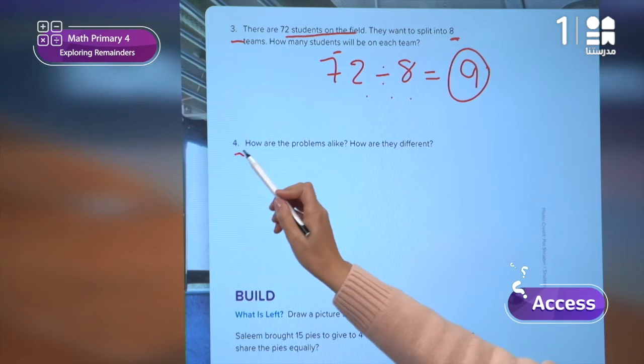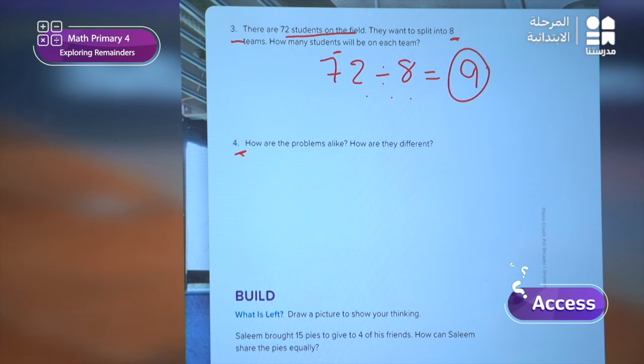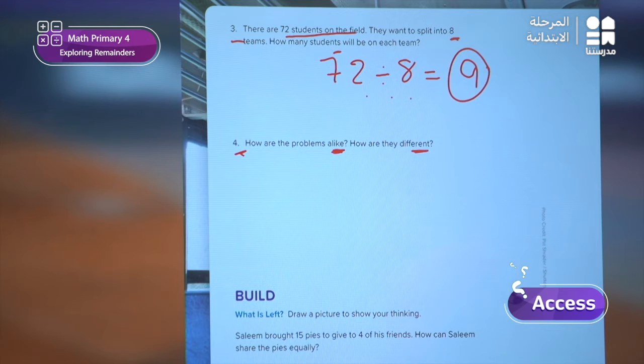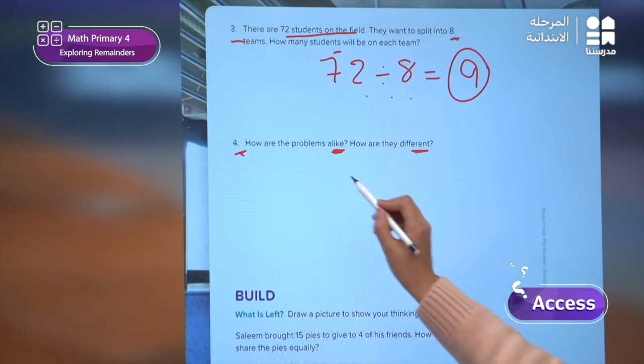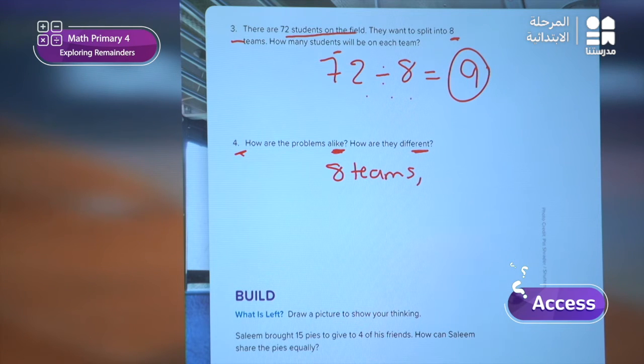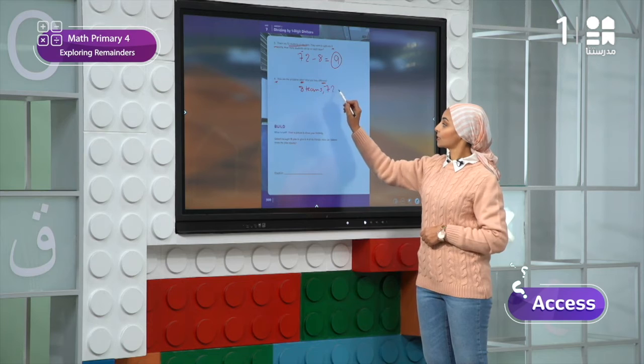Let's see what problem number 4 says. Here, we are asked to identify the similarities, the things that are alike, and the differences between the 3 problems. I am sure you have all noticed that the number of teams in all 3 problems is 8 teams, right? So in the 3 problems I have 8 teams. This is a similarity between them. And what else? The number of players is 72 students, so all the students were 72 students.